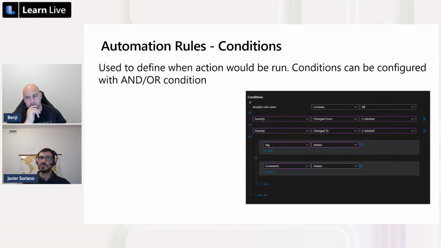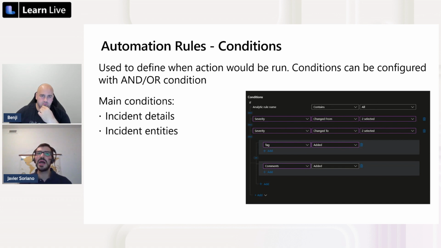Let's talk about the conditions. So they are used to define when an action will be run, and the conditions can be configured with an and or conditions. Main conditions that we have is based on incident details and incident entities. So for example, you can say, hey, if the severity of the incident is low, or if it's high, or if the incident entity, for example, is Benji or Javier, you can add those kind of conditions depending on the details of the incident itself, or if the status is a specific status that you want to act on. Those are the main things that you can do there.